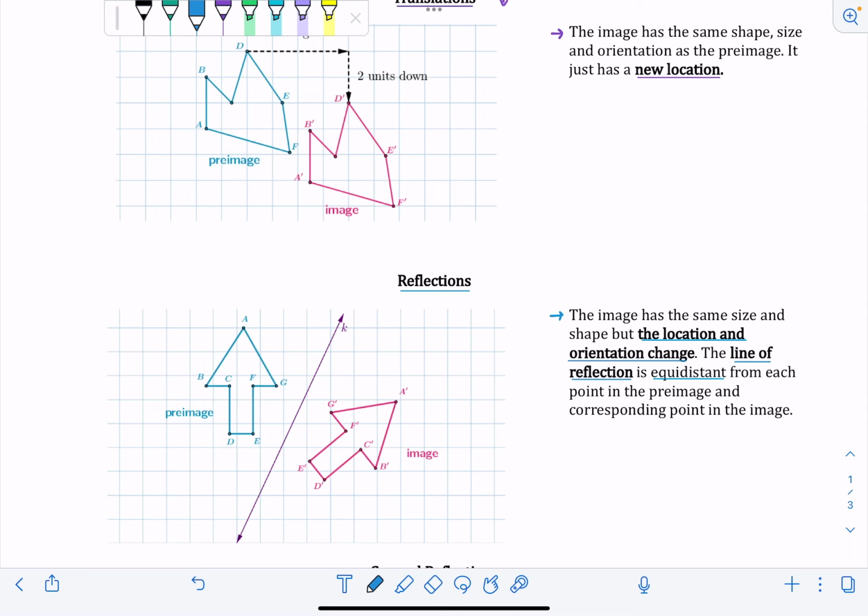So I'm going to go ahead and just define equidistant really quick in case you haven't seen that word. So equa, like equal or equal sign, just means the same. So it's the same distance.